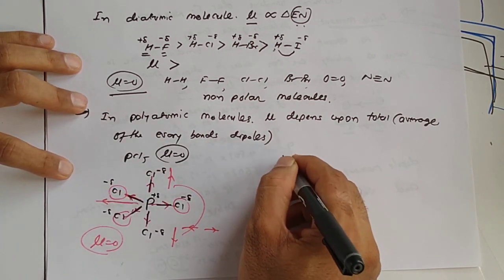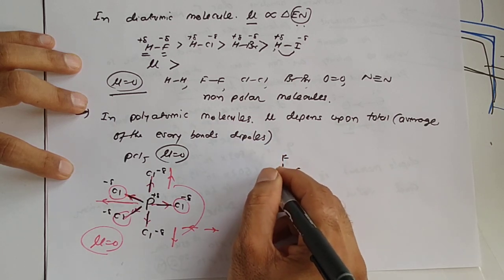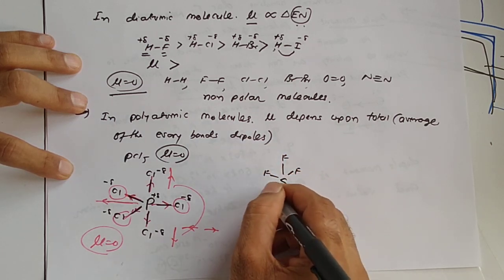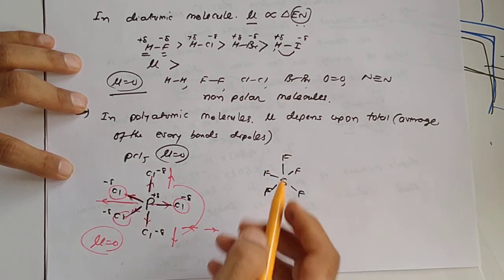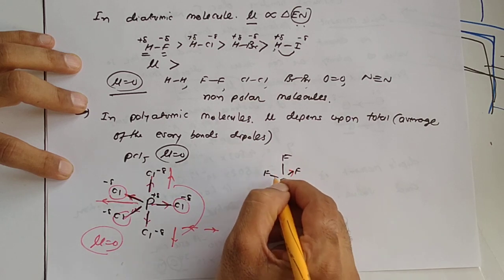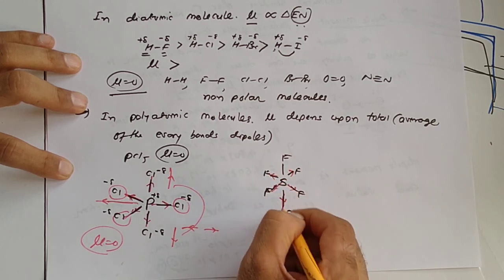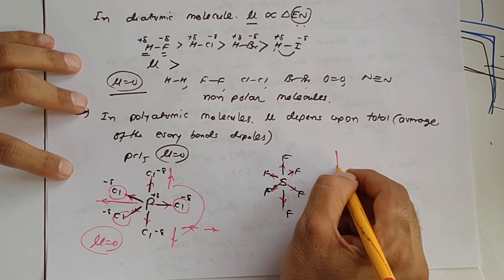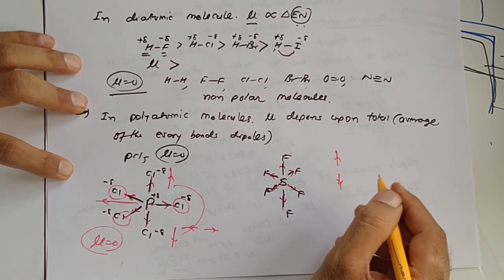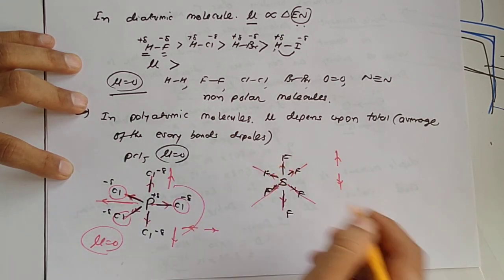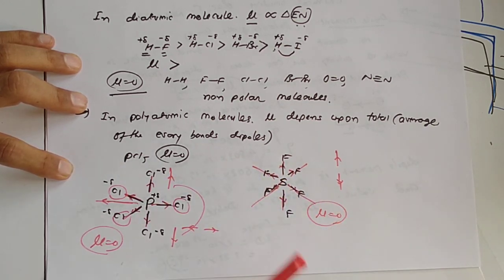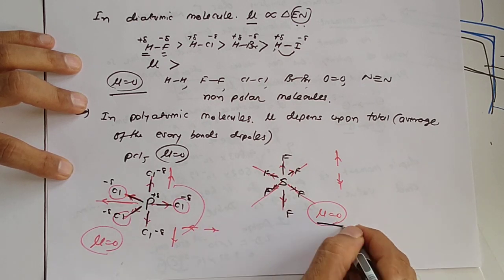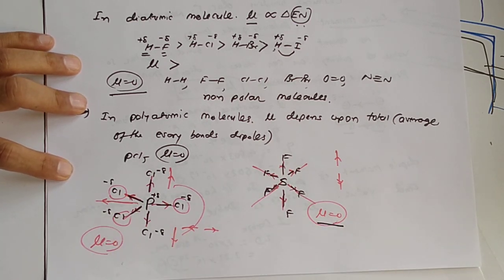Same in SF6. 4 fluorine atoms on the corners of this square and 2 are perpendicular to each other. So these two cut each other, these two also cut each other, and net dipole moment became 0. So SF6 is symmetrical by nature.